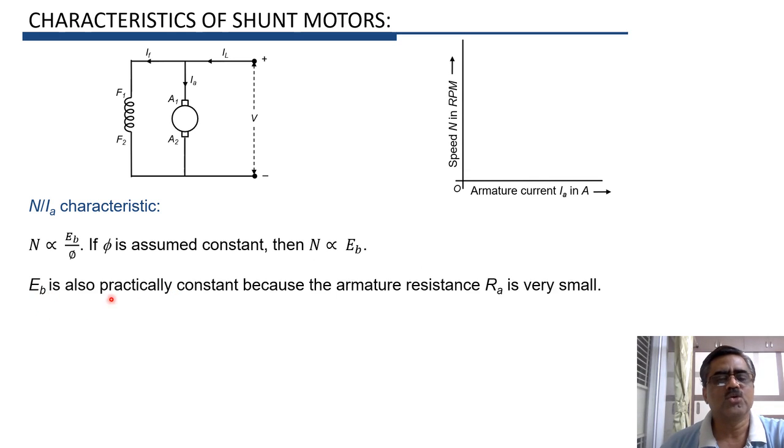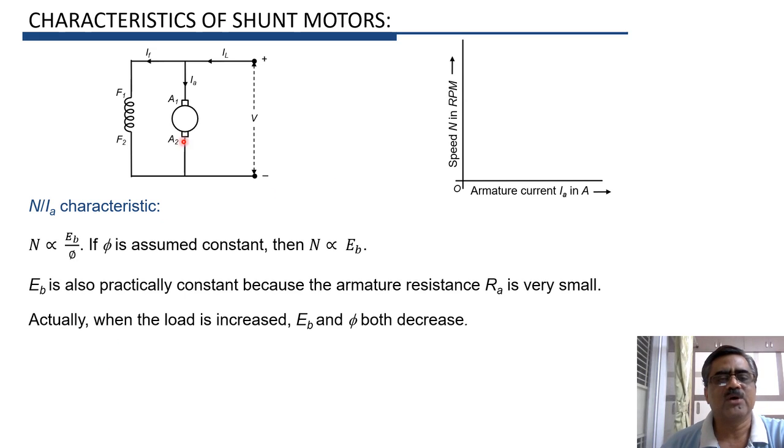Now EB is also practically constant because you know the expression for EB. EB is equal to V minus IA into RA, RA is resistance of armature. So as IA increases, IaRa will increase and EB will decrease. But as RA is very small, the change in EB is also very small, and therefore EB is also practically constant. So if EB is constant and N is proportional to EB, then ideally the speed of shunt motor must be constant from no load to full load.